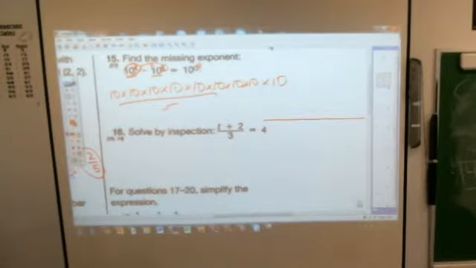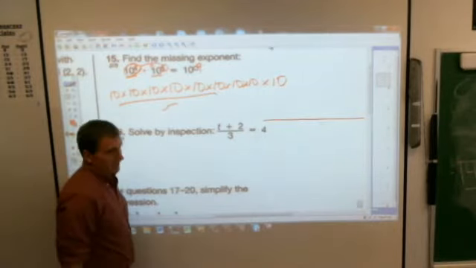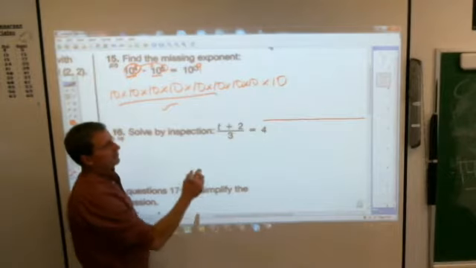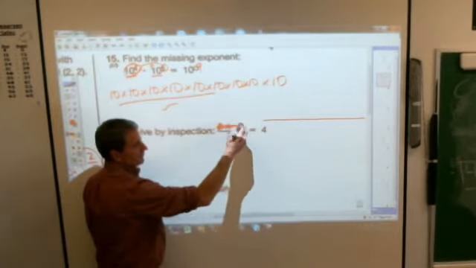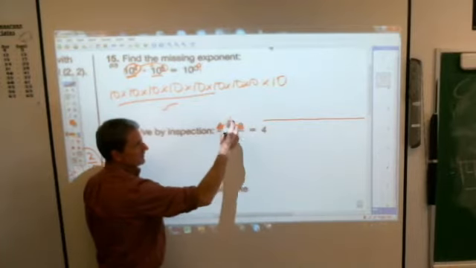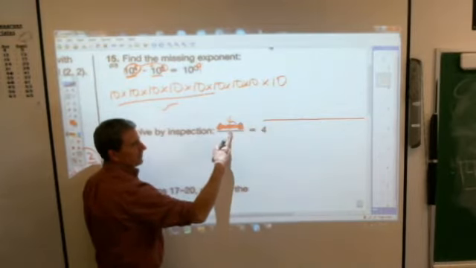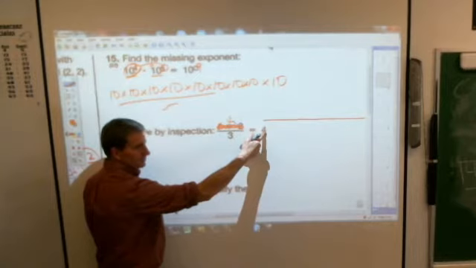Anybody on 16 while I'm there? Sure. I like that. This one gets a little tougher, but it's not that bad. You should not have to do any work at all on this. You should do it like this. Remember we said cross off the stuff that has the letter first and figure out what does this have to be. What number divided by 3 would give you 4?